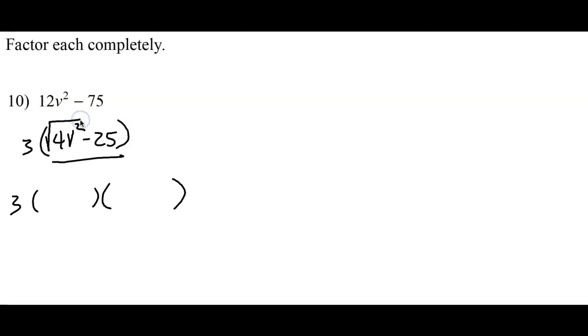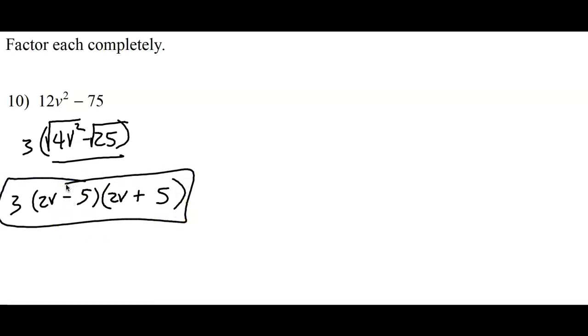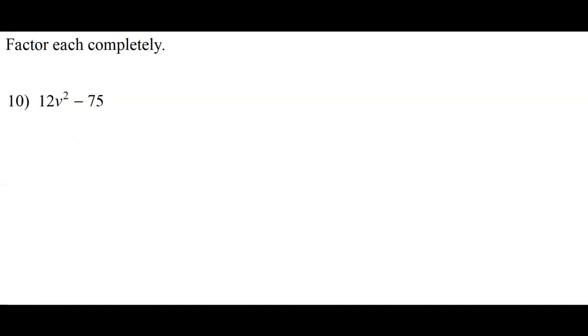The square root of 4b squared is 2b, and the square root of 25 is 5. We're going to make one plus and one minus, and no, the order doesn't matter. If you put the plus first and the minus second, it's the same thing. But there you have it. So that takes care of number 10. Let's go ahead and take a look at number 12.